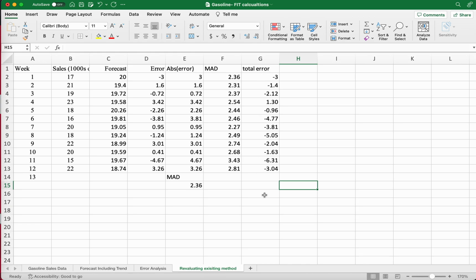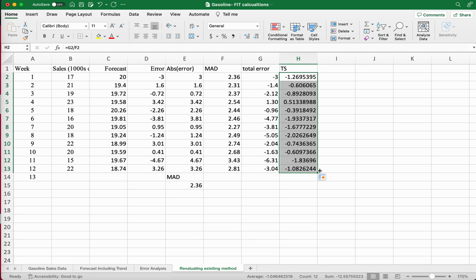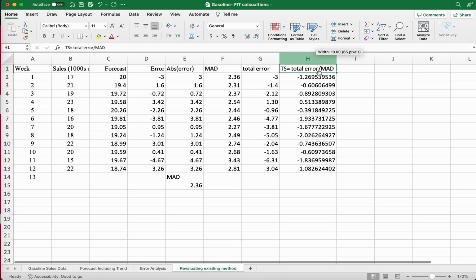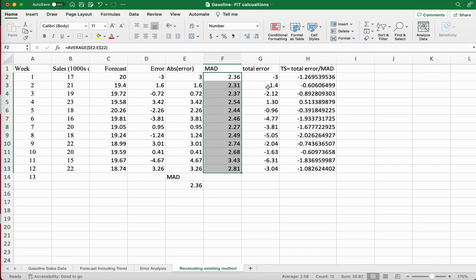right? So once you calculate total error and you calculate MAD, calculate the tracking signal as total error divided by MAD. So what is the tracking signal? It's total error divided by the MAD. This is the reason why you have to keep a running total of the MAD values and a running total of the total error values so you can calculate this.